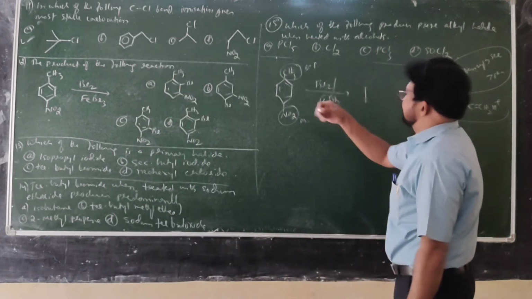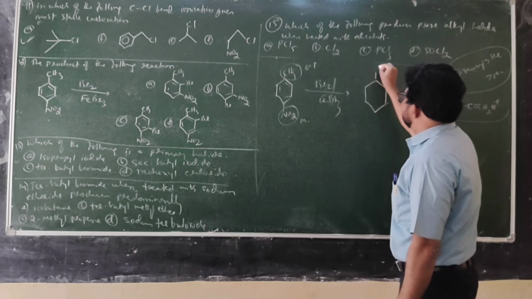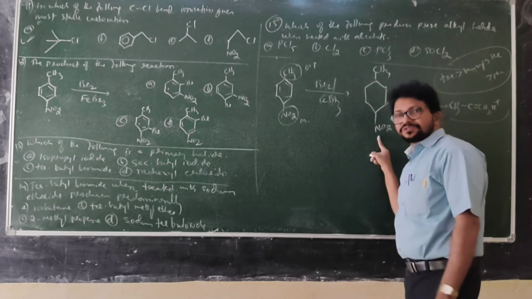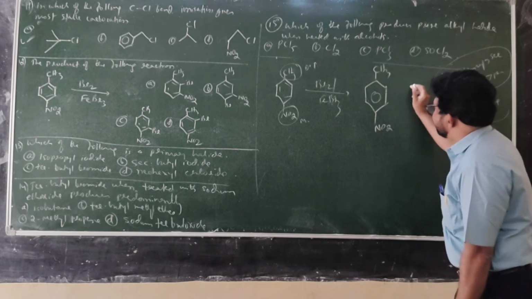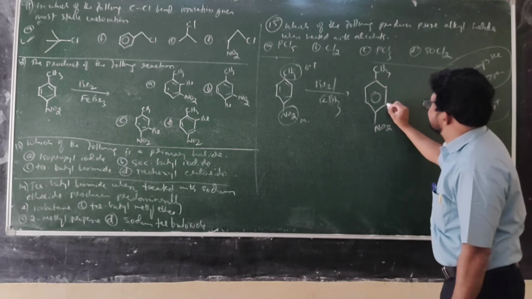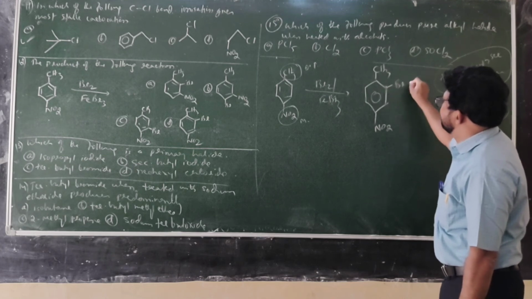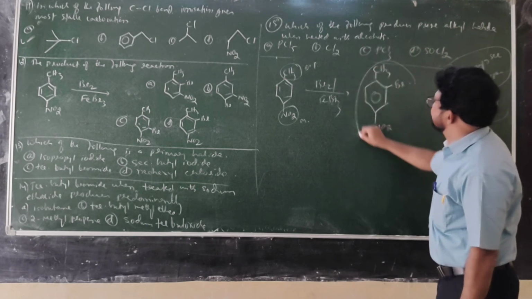You don't watch the answer. You can understand easily. See, you have to select such a structure that meta to this and orthopara to this. So meta to this and orthopara to this. Here if you write, impossible. This is the better place. Because with respect to this ortho, with respect to this meta. This should be the answer.